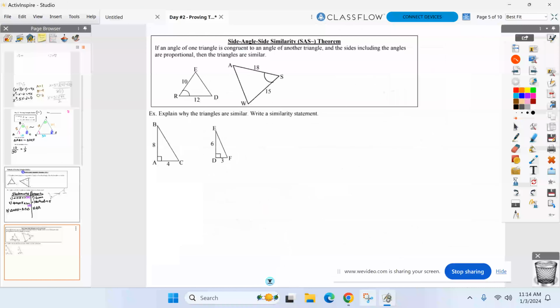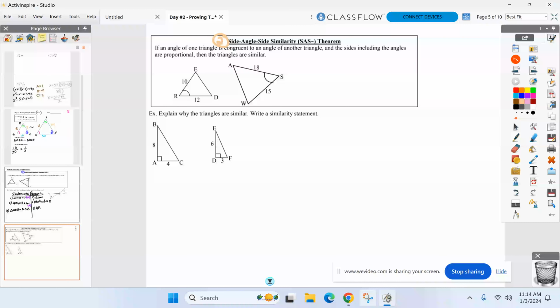Looks pretty familiar, doesn't it? That's one of our ways to prove triangles congruent. Whoa. It's a little different though. Side, angle, side, similar. Side, angle, side. Yes, the angle in between still needs to be congruent, but the sides in the same ratio. Okay, the sides need to be in the same ratio.